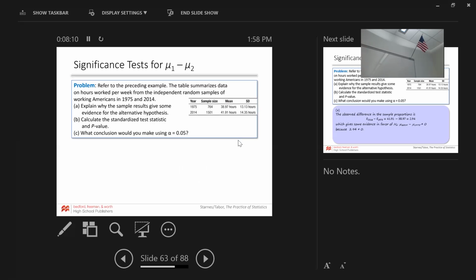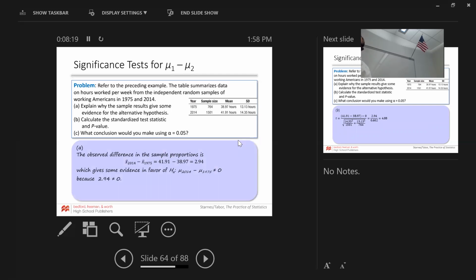So now we're here. There's the table again. So why do we have some evidence? Well, we have some evidence because there's a difference between the two. It's not 0. It's 2.94 hours more. You just subtract it. But is that statistically significant? So you go here. Ready? You go to your calculator and push calculate to get the p-value. You got the data in there.